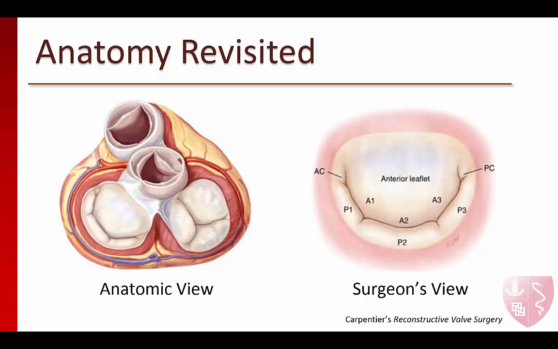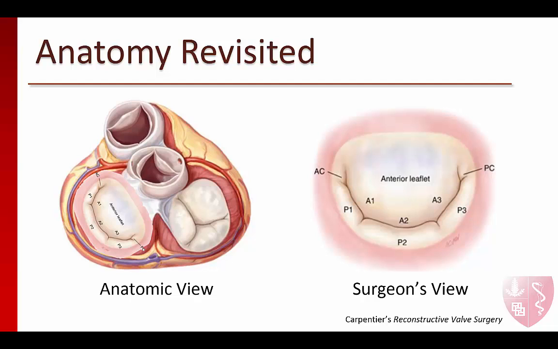First, let's quickly review the anatomy of the mitral valve. The image on the left shows the anatomic view of the base of the heart and the mitral valve, looking down from the atrial aspect as if we have cut off the atria and great vessels. On the right, we see the surgeon's view, which is rotated about 45 degrees counterclockwise from the anatomic view.